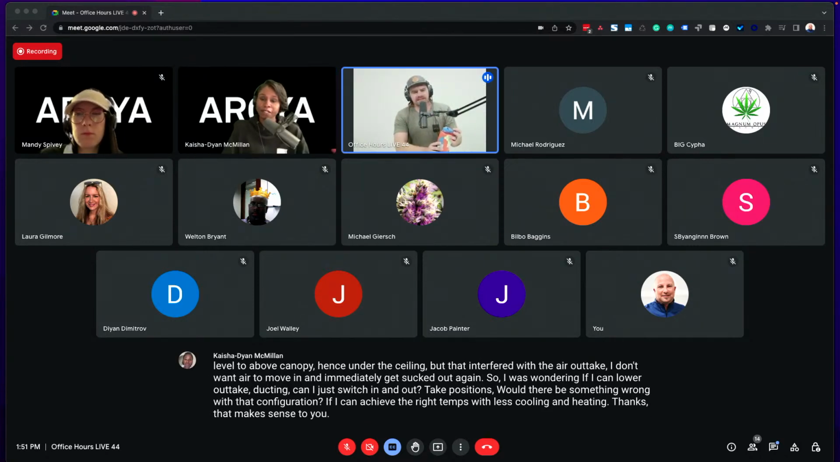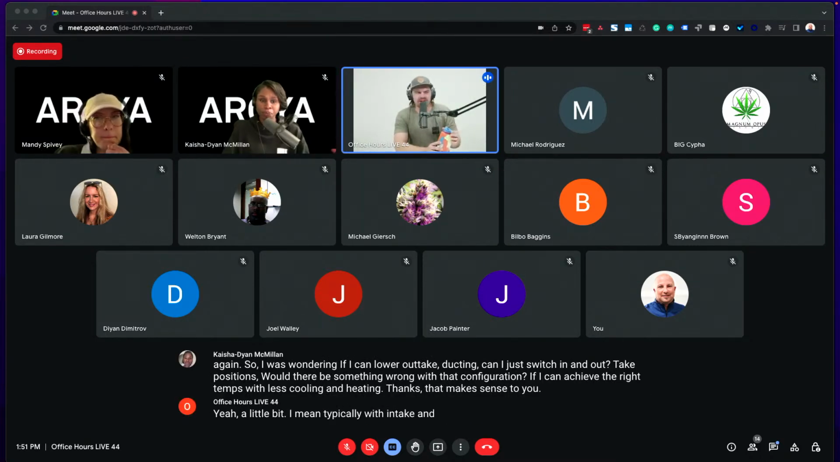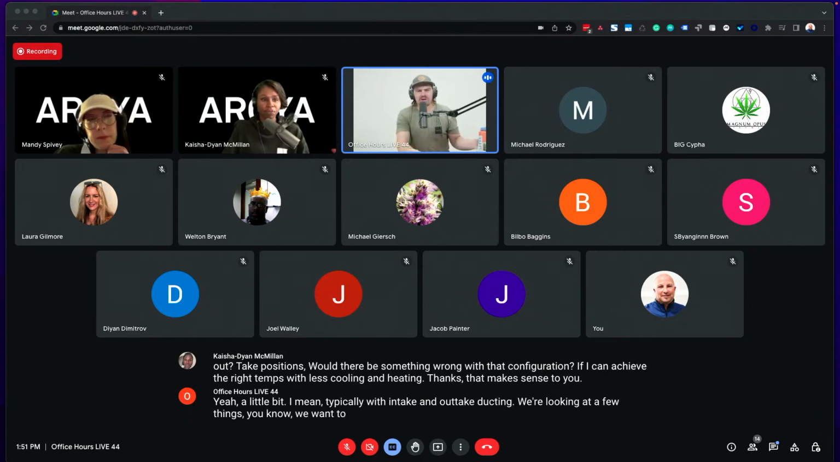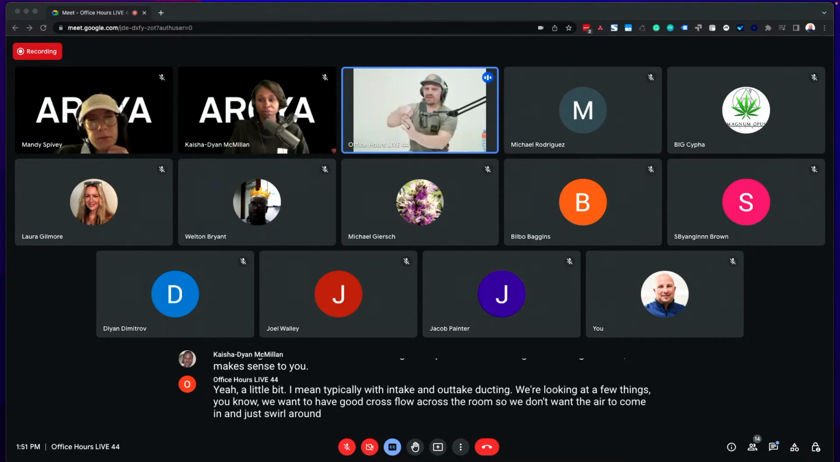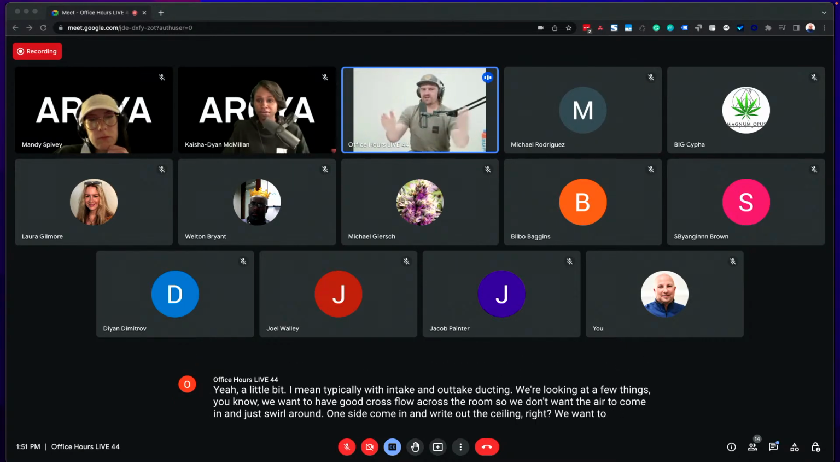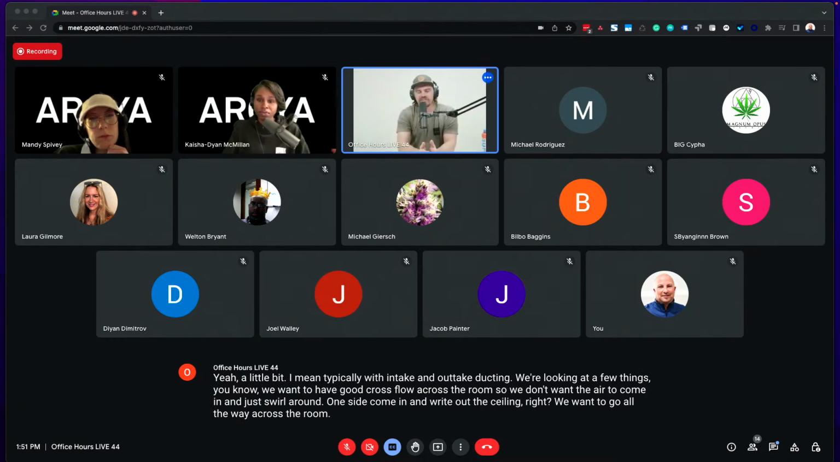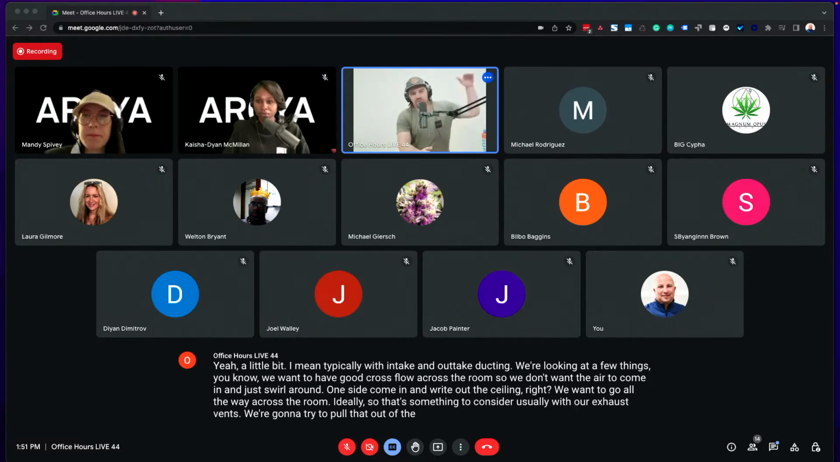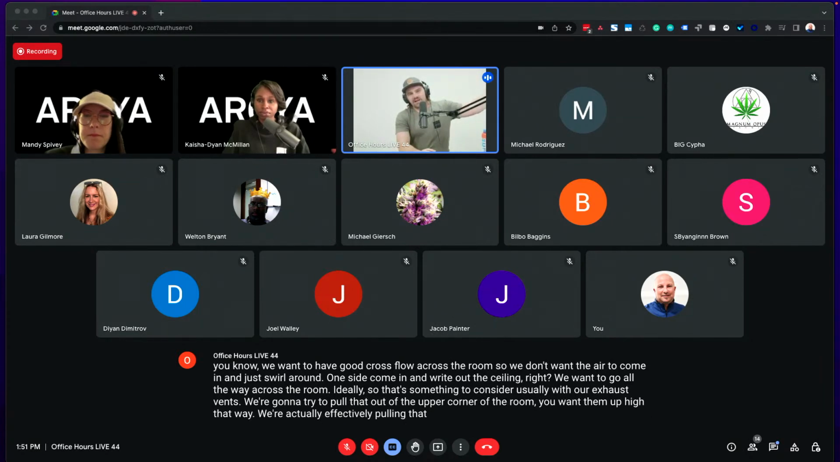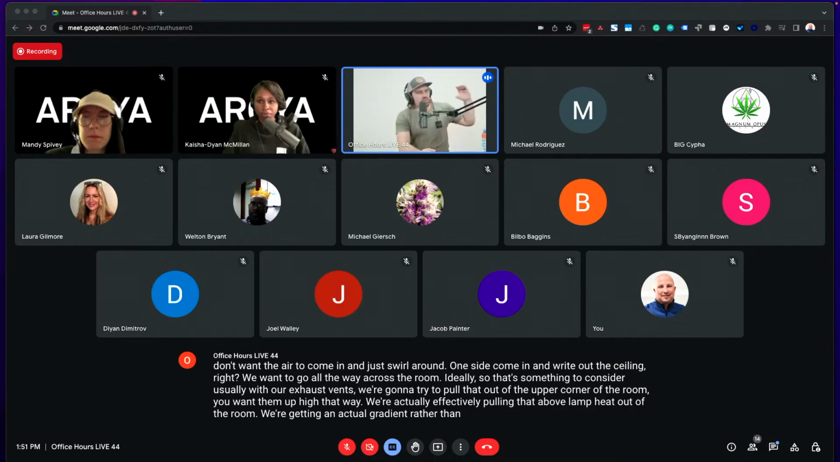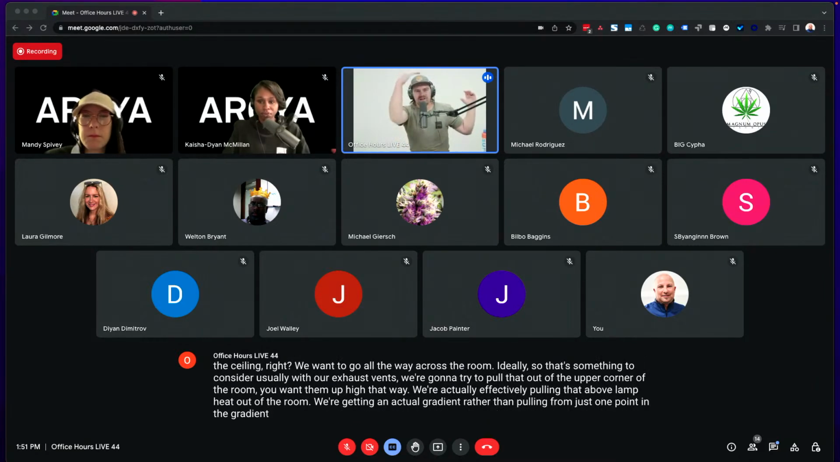Yeah, a little bit. I mean, typically with intake and outtake ducting, we're looking at a few things. We want to have good cross flow across the room. So we don't want the air to come in and just swirl around one side, come in and right out the ceiling, right? We want to go all the way across the room, ideally. So that's something to consider. Usually with our exhaust vents, we're going to try to pull that out of the upper corner of the room. You want them up high. That way we're actually effectively pulling that above lamp heat out of the room. We're getting an actual gradient rather than pulling from just one point in the gradient and leaving dead air and heat up above.